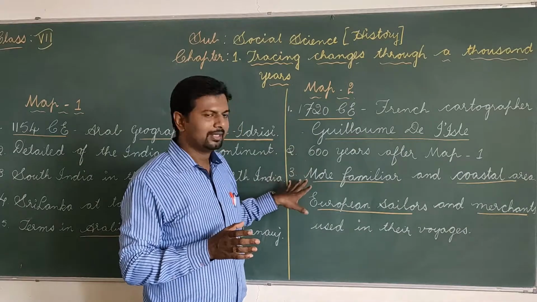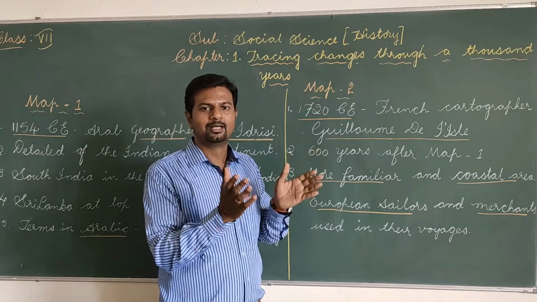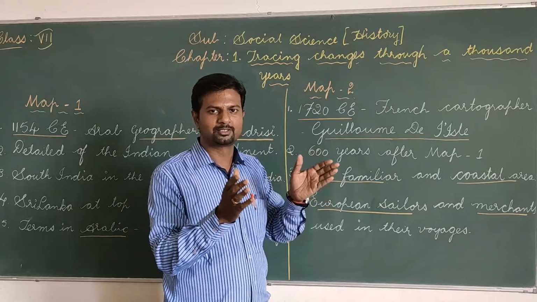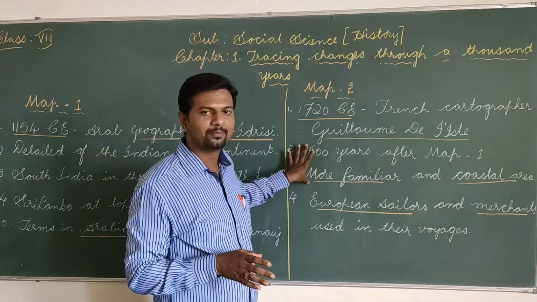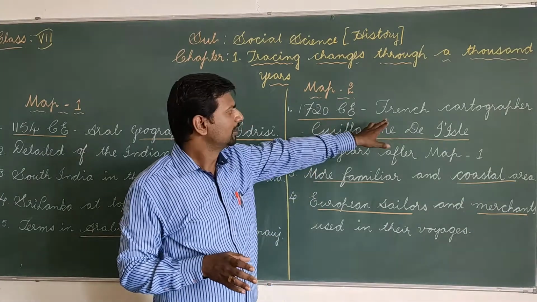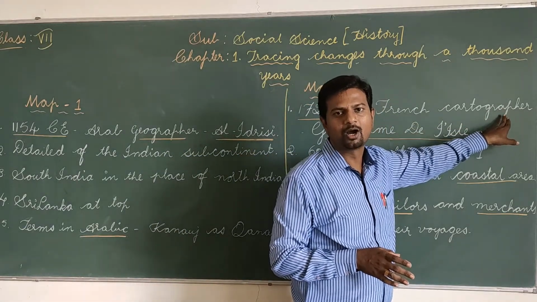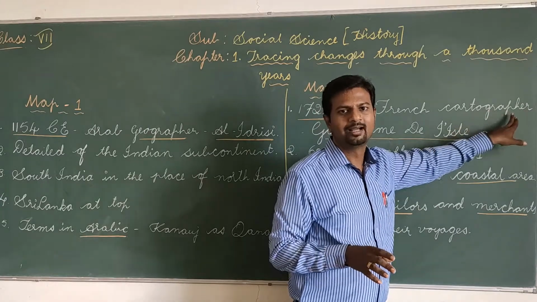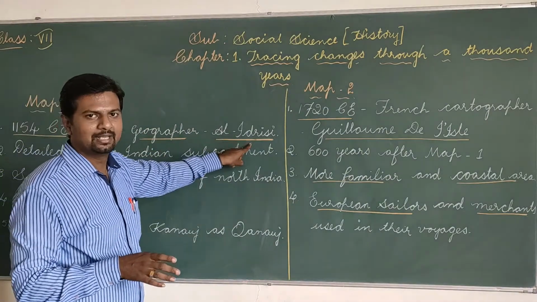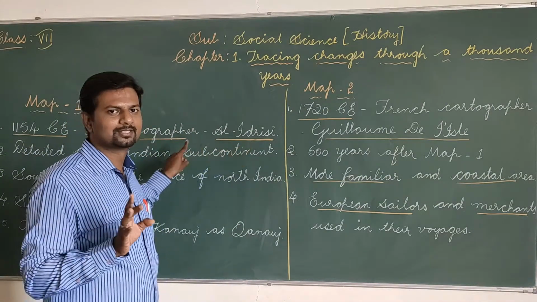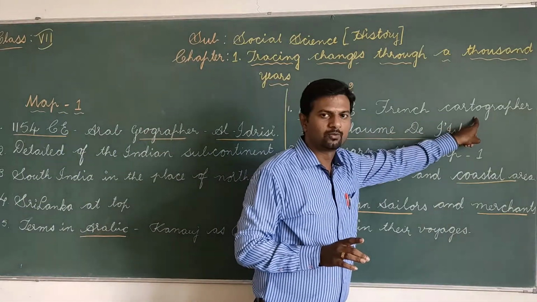Here the map is familiar to us, as we use the India map nowadays. We know everything, isn't it? Coastal areas and Himalayan ranges, everything. That exact map was drawn by a French cartographer. A cartographer is one who makes or draws maps. Remember, the Arab Al-Idrisi was not a cartographer; he was a geographer. But here it is a French cartographer.